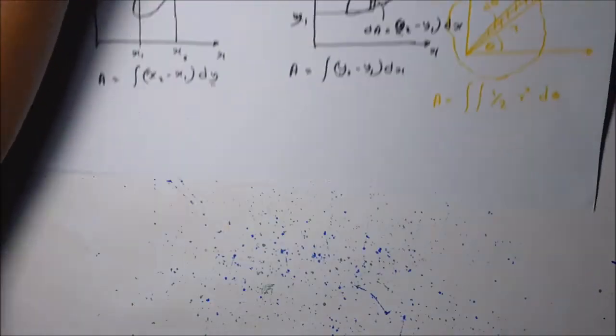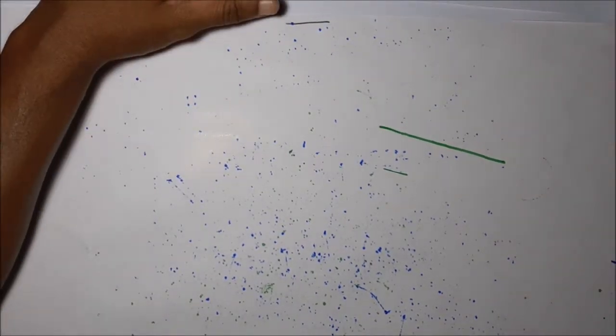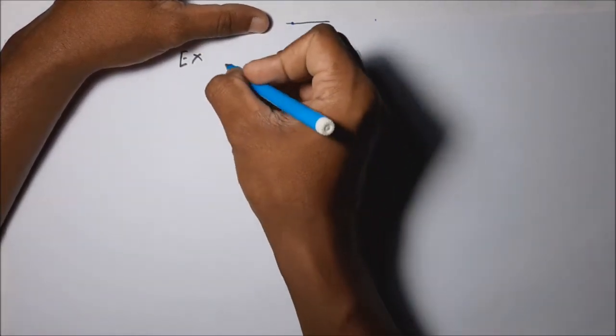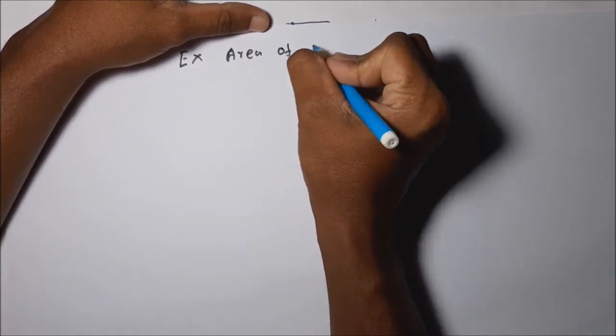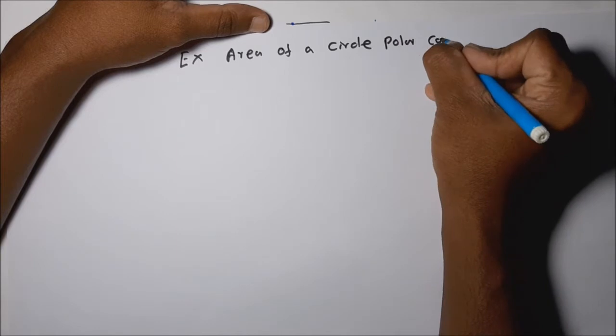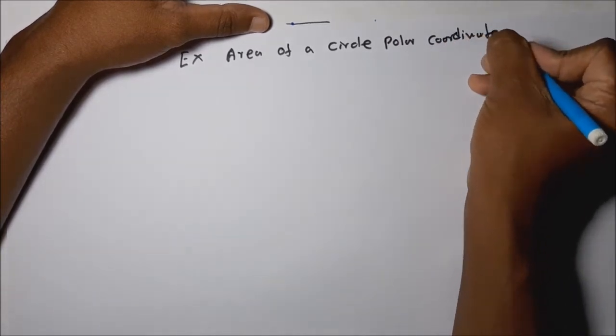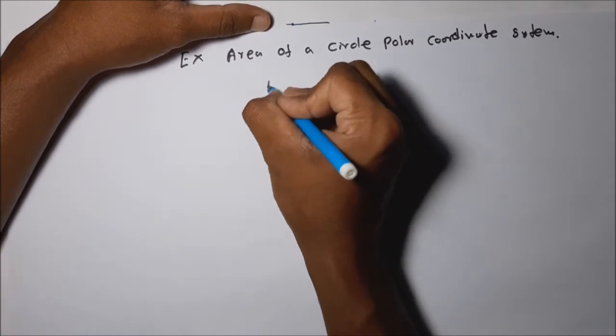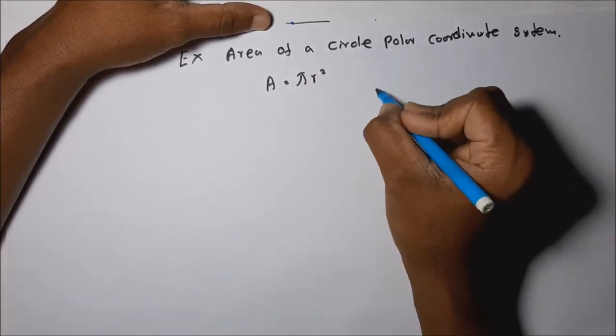Okay, then let's see some example questions from this area calculation. Can you obtain the equation to calculate the area of a circle using the polar coordinate system? How do we obtain this? You already know the area of the circle is equal to pi r square. Let's see how to obtain this equation.